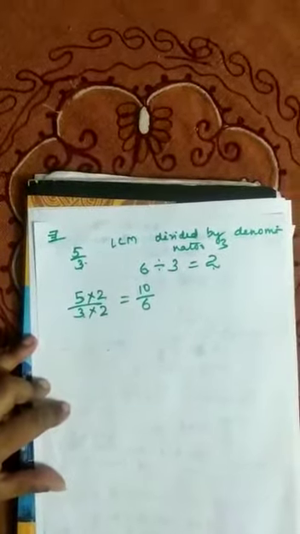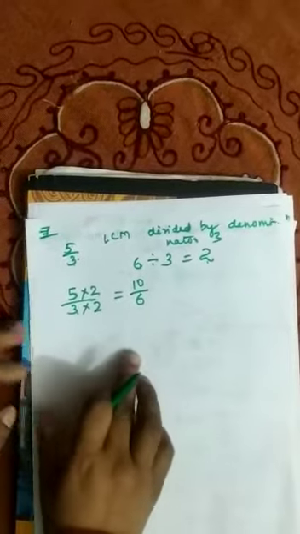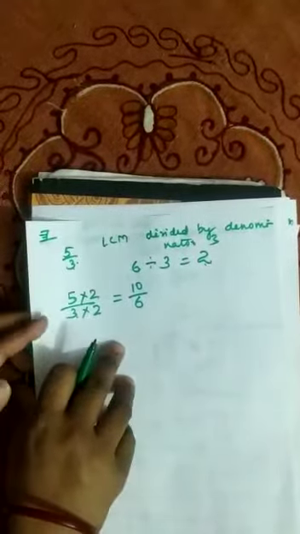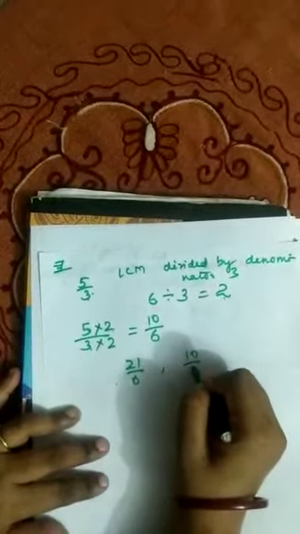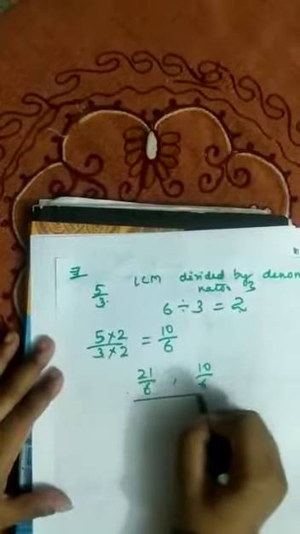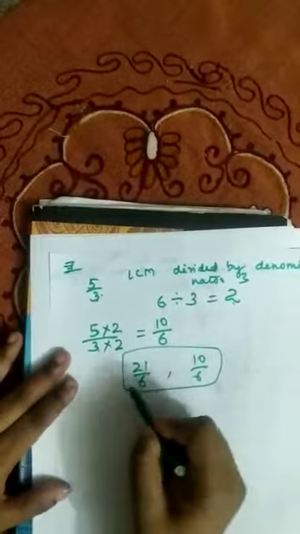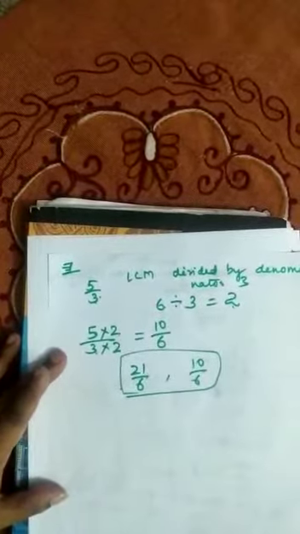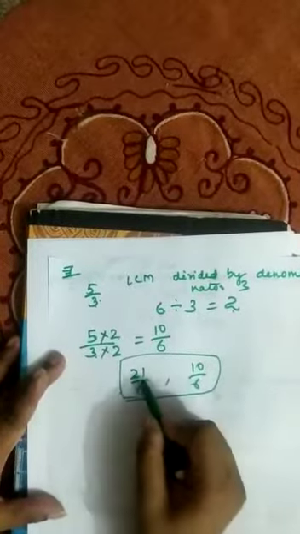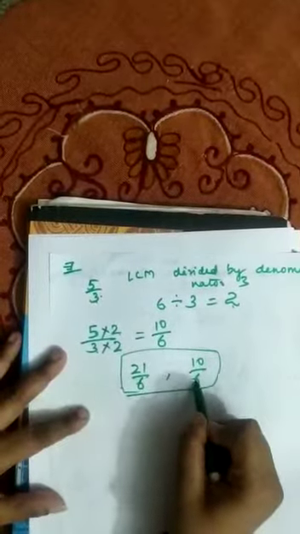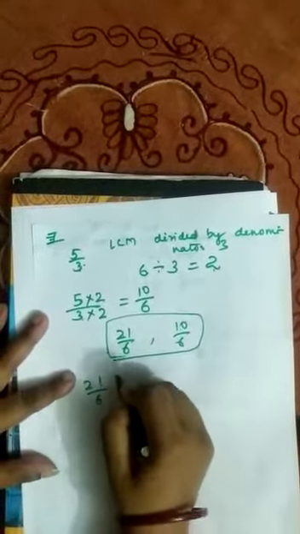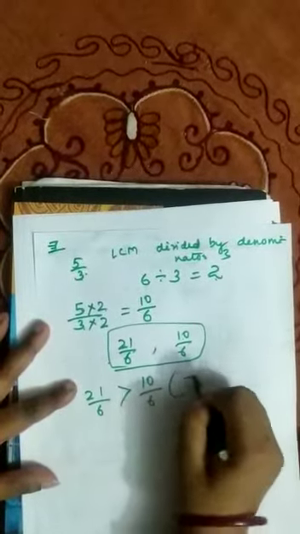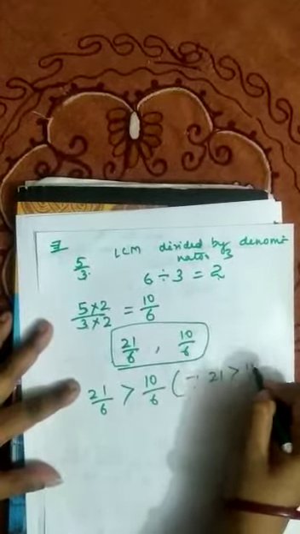So what have we done? What do we get from it? From the first one, it is 21 by 6 and the next one is 10 by 6. So now we compare, these are like fractions. We have converted those unlike fractions into like fractions. Here 21 by 6 and 10 by 6, the denominators are the same. 21 is more than 10, so 21 by 6 is more than 10 by 6. Why? Because 21 is more than 10.